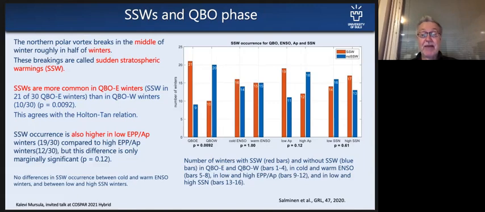We'll see. Anyways, the Holton-Tan relation is verified by the fact that many more warmings occur during the QBO easterly phase. There is also a weaker preference of low EPP producing more warmings than the high EPP. ENSO or sunspots have no effect on sudden stratospheric warming occurrence.